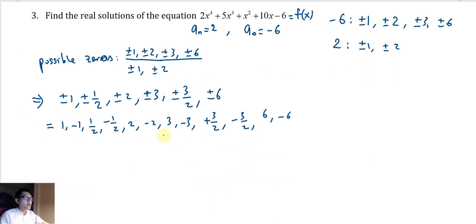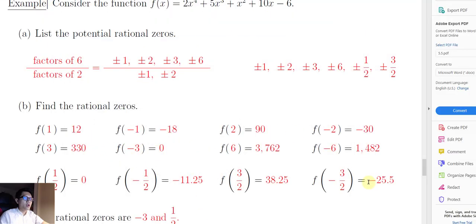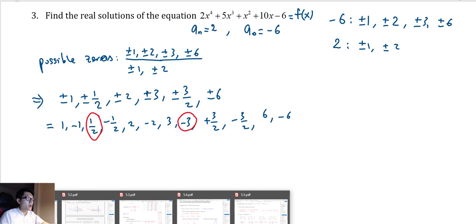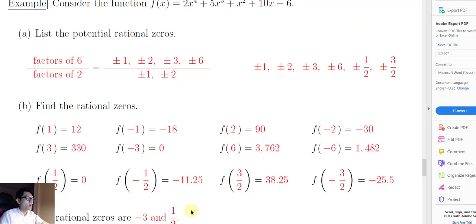I keep going on the list, right? The list is all of these numbers. So I plug in all of them, and then I found out that only minus 3 and 1/2 give me the 0 of the polynomial. So minus 3 and 1/2 are the only two from the list that give me the 0. So they are the solutions to the equation. Okay, so minus 3 and 1/2 from what I did here. Minus 3 and 1/2.